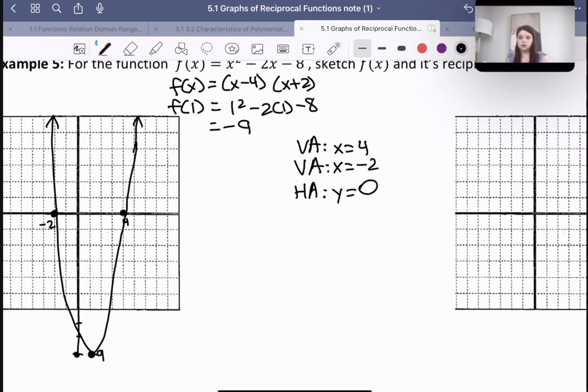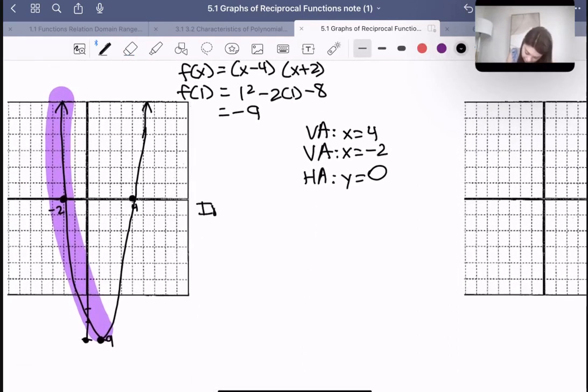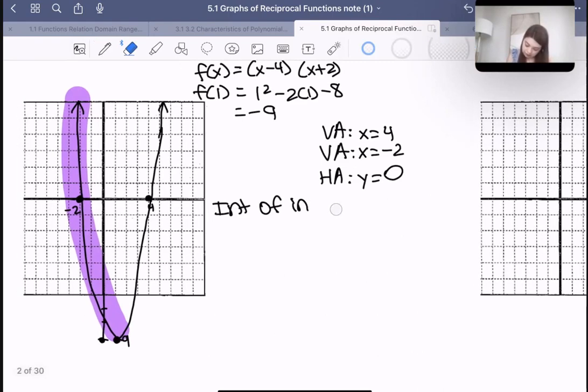Okay, so we know that intervals of decrease on our original, so anywhere from negative infinity up to negative 1, would be an interval of increase on our new function. Okay, so our interval of increase on our new function is the same as the interval of decrease on the other one.